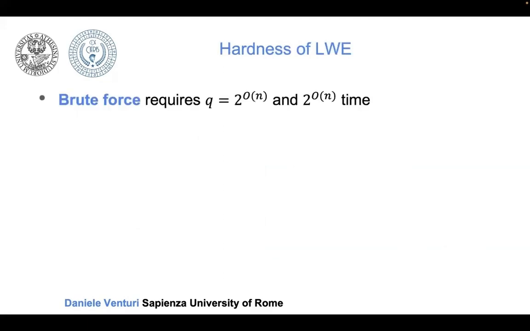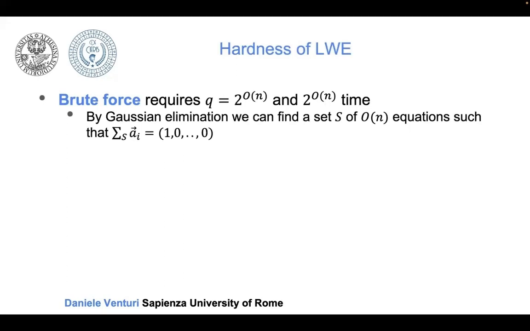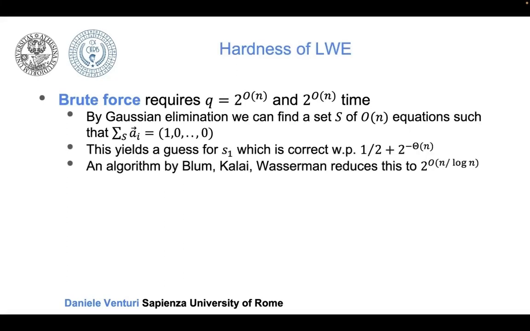And what can we say about the hardness of this problem? So first of all, it's very easy to see that brute force takes essentially exponential time. This follows by Gaussian elimination, and there is an algorithm by Blum, Kalai, and Wasserman, which is kind of the state of the art, which takes sub-exponential time. So like 2 to the n over log n. But this is the best algorithm known so far. And in fact, this is even true under a quantum model of computation. Okay, so even if you have a quantum computer, we know no quantum algorithm, even idealized, that can solve this problem faster than classical algorithms.